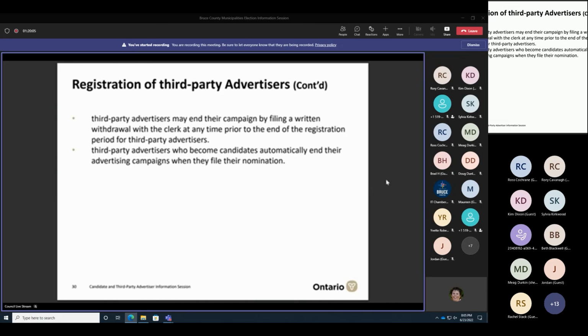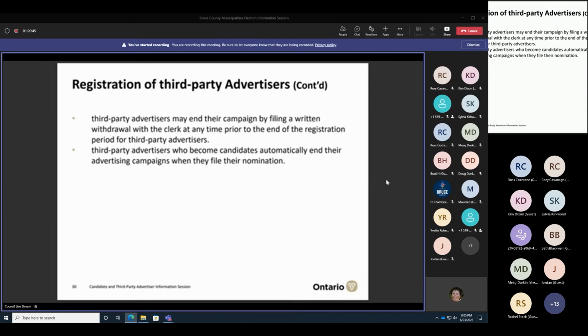The existing campaign finance rules would not change. Financing relating to a third-party advertising campaign cannot be transferred to a candidate's campaign. A third-party advertiser who withdraws and closes their campaign cannot transfer that campaign to someone else. And to maintain financial transparency around third-party advertising campaigns, the financial statements of advertisers who end their campaign early should reflect their finances as of the day their campaign ended.